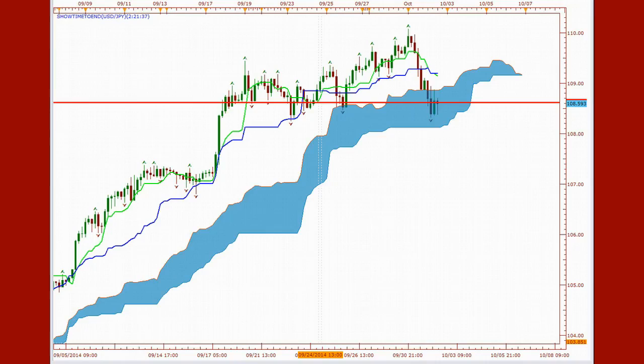Alright traders, I'm back again with another video, and today I want to take time and just discuss a quick trade, US dollar yen, looking at this on a 4-hour time frame.